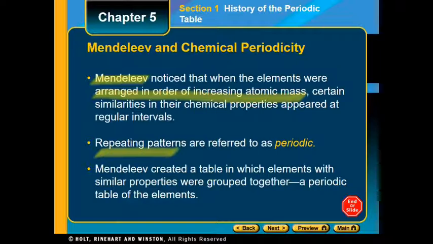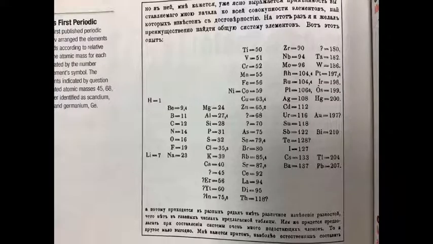These repeating patterns are periodic, and he created a table with these elements to show similar properties were being grouped together. We're going to take a look at the first periodic table that was created, and Mendeleev is going to be given credit for that first periodic table. There are some things I want you to know about the first periodic table created.